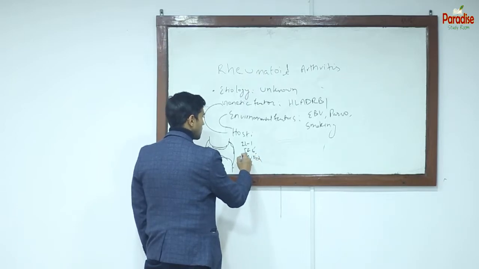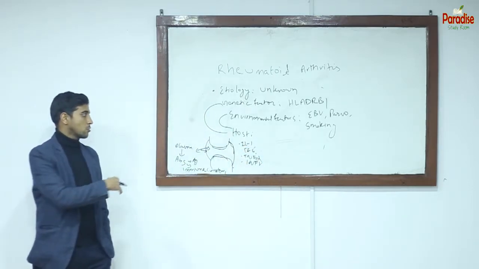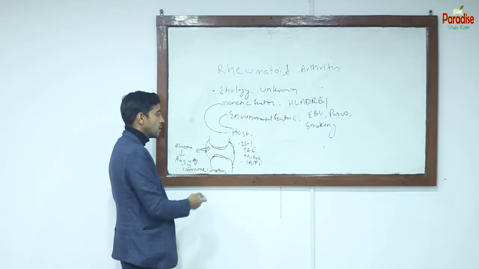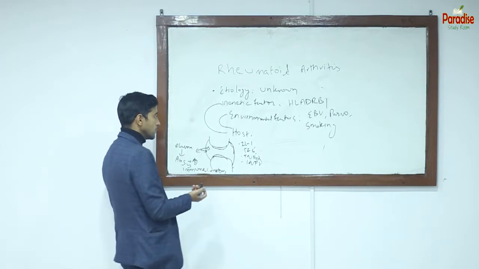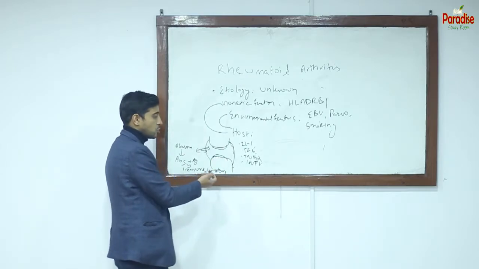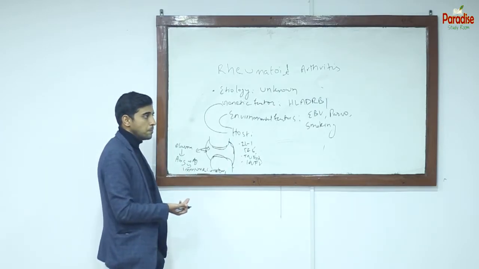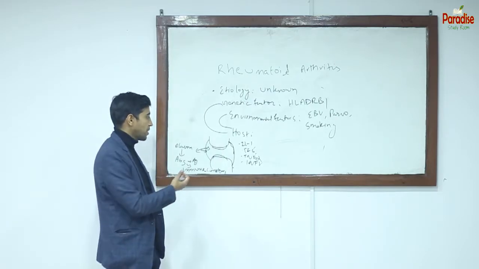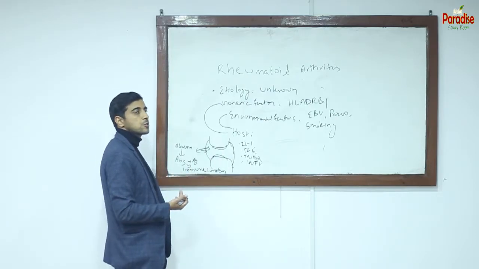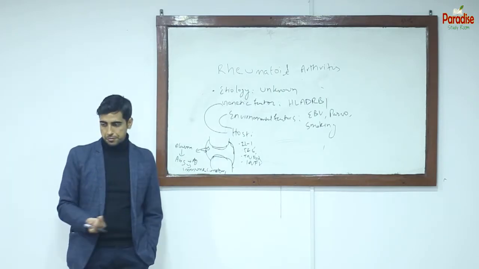There's also release of various cytokines like interleukin-1, interleukin-6 (IL-6), TNF-alpha, and interferon gamma (IFN-gamma). So many cytokines are released. That causes intense inflammation, and that leads to joint pain and joint swelling. It not only affects the joints, but also other systems of the body. It may affect the eye, the lungs, and the heart. There are also constitutional symptoms in rheumatoid arthritis that we'll talk about in the clinical features.